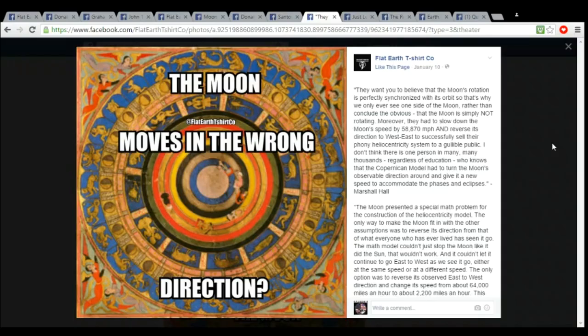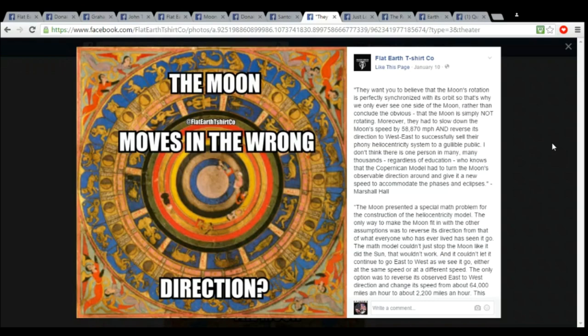They want you to believe that the moon's rotation is perfectly synchronized with its orbit, and that's why we only ever see one side of the moon, rather than conclude the obvious that the moon is simply not rotating. I've always kind of believed that, but I've never really understood it. But, okay, for the sake of conversation, let's say it doesn't rotate. Moreover, the powers that be had to slow down the moon's speed. Again, that makes no sense, but to 58,870 miles per hour and reverse its direction west-east successfully to sell their phony heliocentric system to a gullible public.